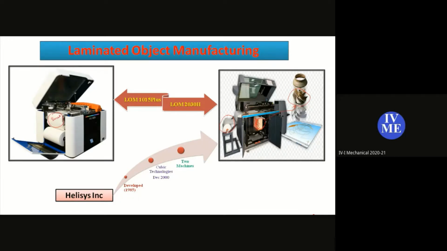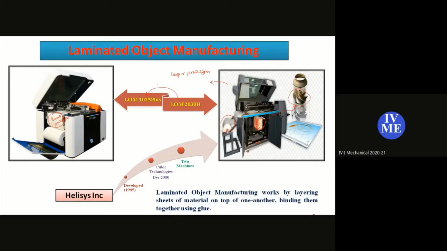Now, this is the LOM 1015 Plus, which is used for small prototypes, and this is used for larger prototypes. LOM 2030H is used for large prototypes, and it is a more effective machine compared to the LOM 1015 Plus, meaning it is an update to the LOM 1015 Plus.